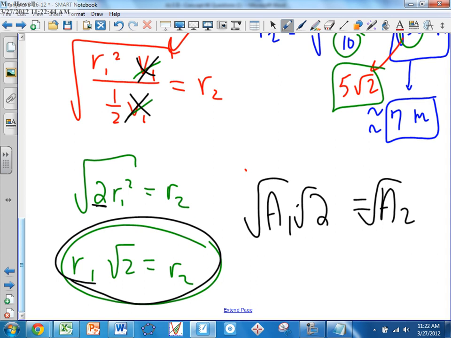So what is this called? What is this 2 called really? What would you call it? Think back to geometry.